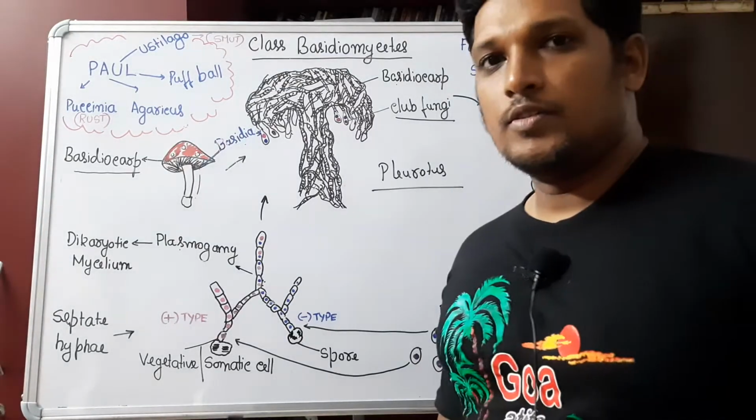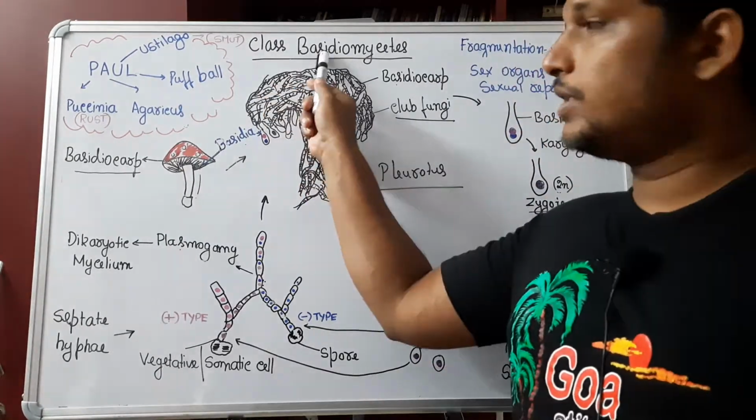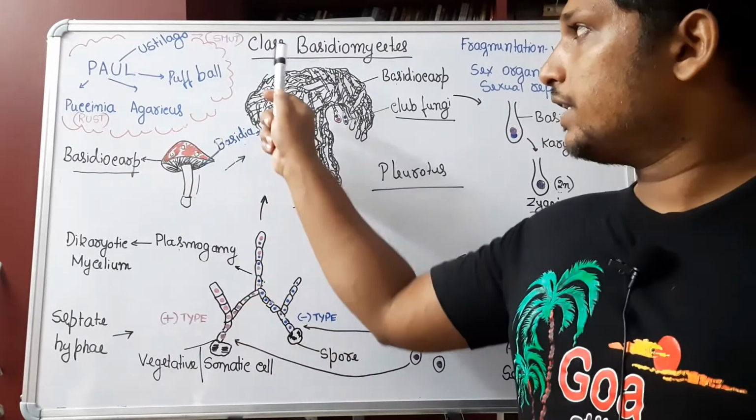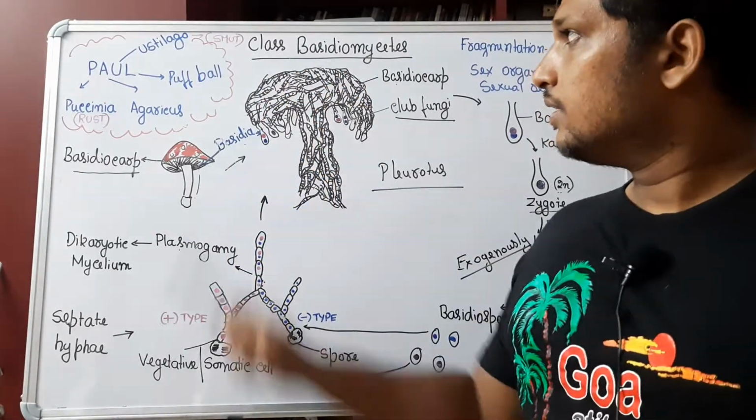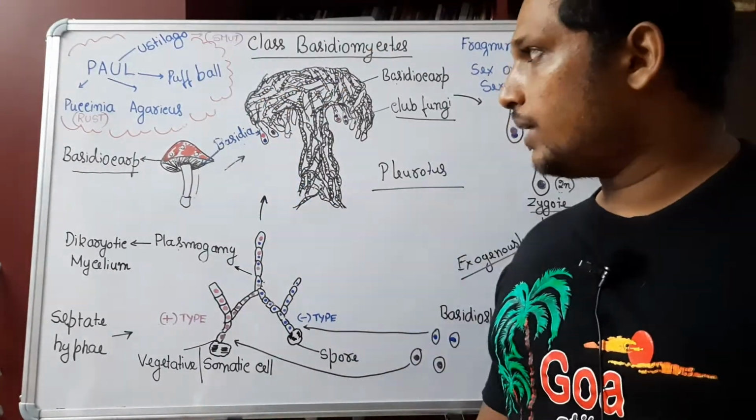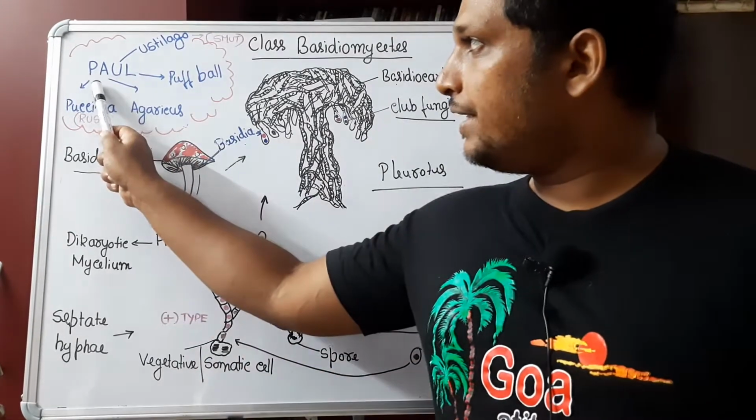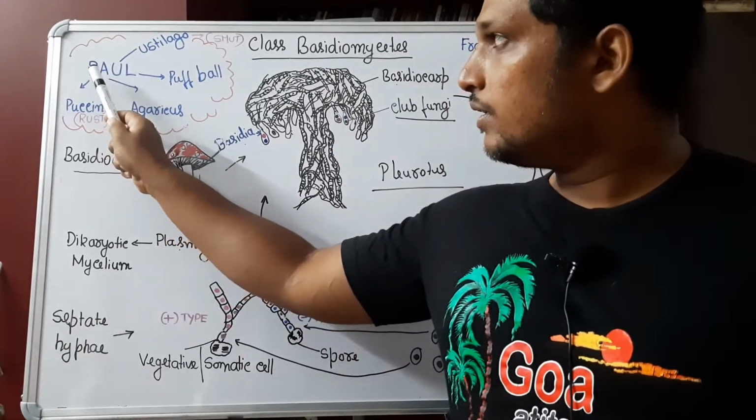Good morning, students. Today's topic is class Basidiomycetes. It is one of the classes of fungus. What are the examples of Basidiomycetes? You can remember it through a mnemonic called Paul.